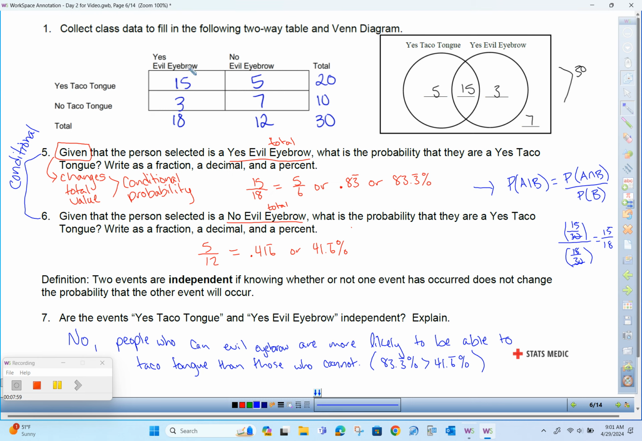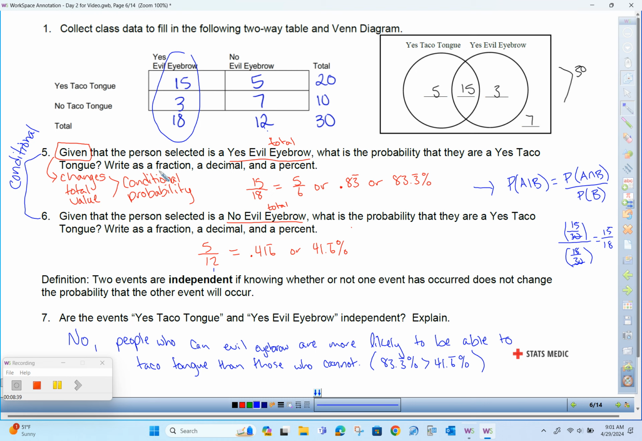So we are only looking at these 18 people. From those 18 people, we want the probability that we're yes taco, so that's our 15 out of 18. Okay? Similarly, down here, it says given that they were no evil eyebrow, so given that we are looking at these 12 people, from there we want to look at yes taco tongue, that's the 5 out of those ones, and calculate that probability based on that.